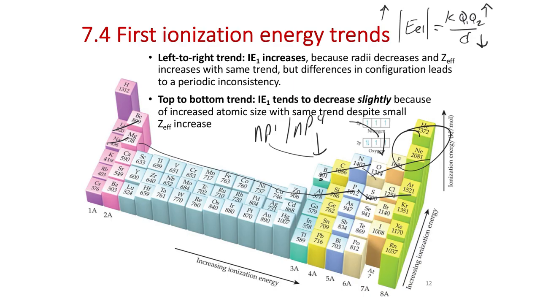Okay, so then why do we get this periodic inconsistency though? Why do we have the breaks in the configuration with this periodic inconsistency in the np1 and the np4 group? Well, it's simply that our ionization is looking at the highest energy electron or the largest electrons being ionized.